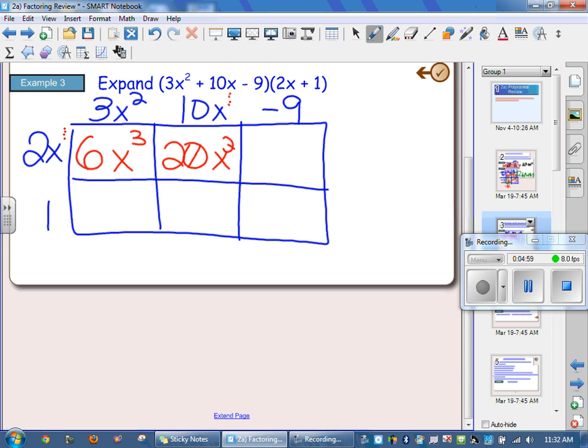Over on the right, negative 9 times 2 gives us a negative 18. The x comes for the ride. On the bottom, 3x squared. Everything times 1 will just give its exact self. So basically your top row can just be written in the bottom. So 3x squared, 10x, minus 9.